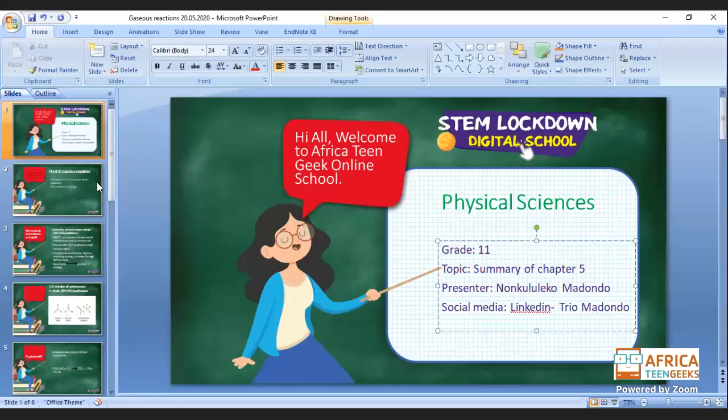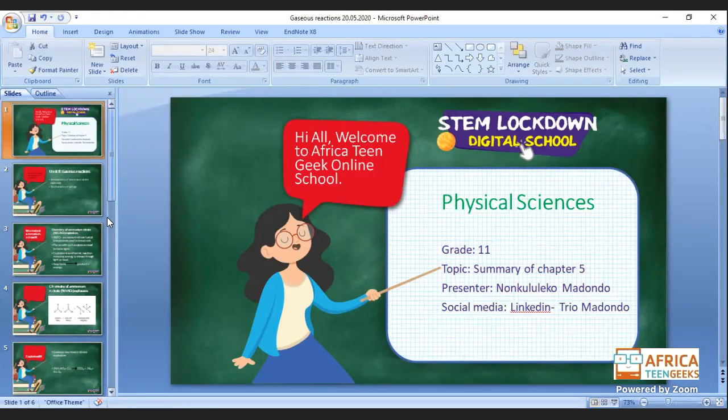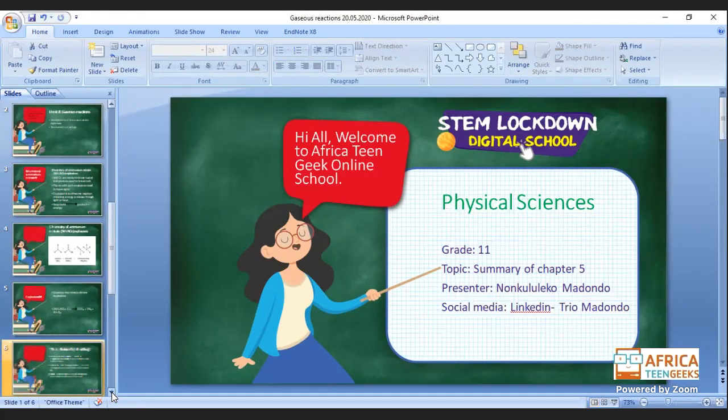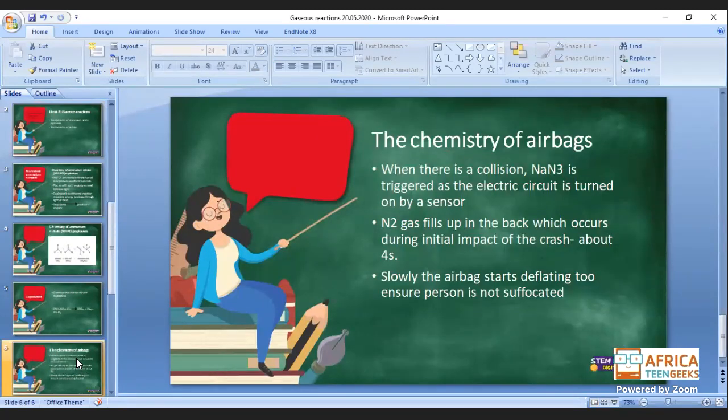Okay, let me just get it here. Okay, yes. Okay, we're moving to our part 2 of yesterday's work, which was part of the gaseous reactions. So now we're going to go straight to the chemistry of airbags. I don't know if you guys have heard it before. Chemistry of airbags. Okay, so what do we know about this?